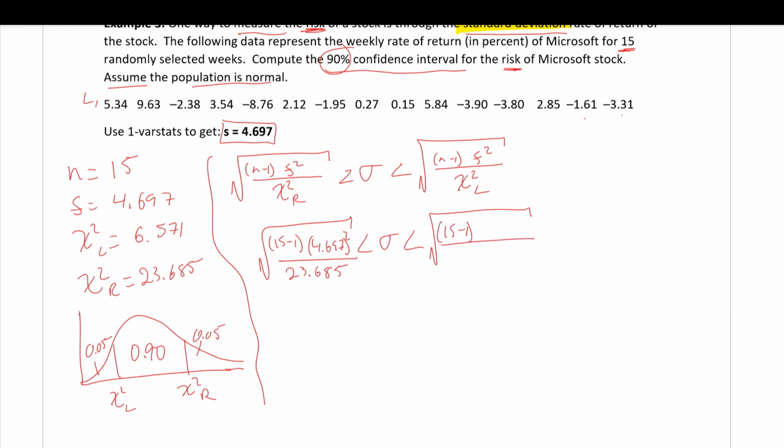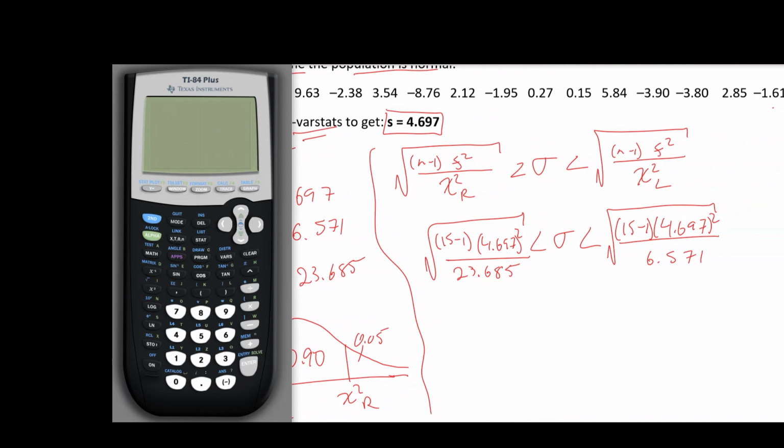Over here we have 15 minus 1, same standard deviation. And then the lower bound here is 6.571. All right. Let's go ahead and put this in the calculator. I want to show you how to actually do this all in one shot. So you have the square root of 15 minus 1, which is just 14, times 4.697. Don't forget to square that. Divided by 23.685.